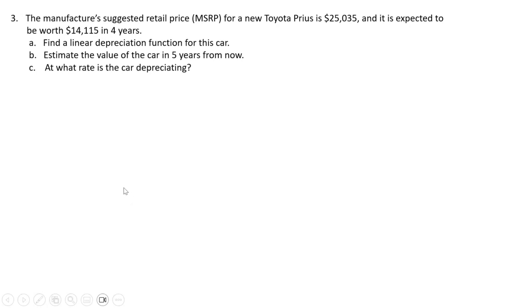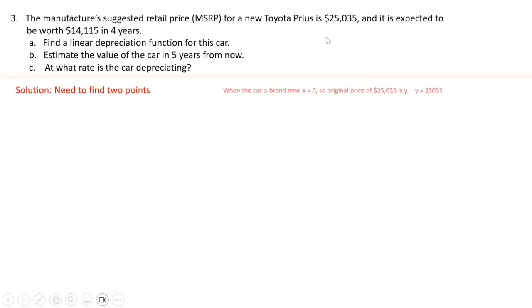So for part A, we have to find the function y equals mx plus b. Right, so we need to get 2 points. The first point is when the car is brand new. It hasn't been driven, so x is going to be 0, and that'll be my y. So that point is going to be 0 and 25,035. Now in 4 years, it's going to be worth $14,115. So this is my second point.